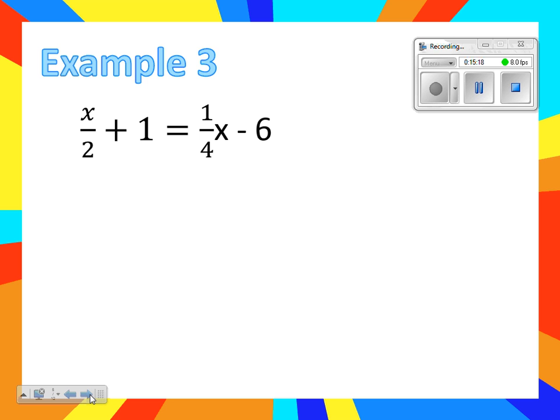Skip it. Step 2, fractions. Yes, what would I times by? 4. So I want you to take a minute. How many terms do I have up here?